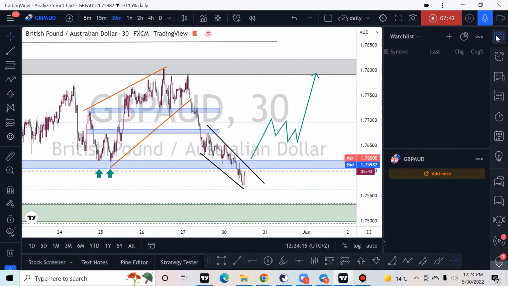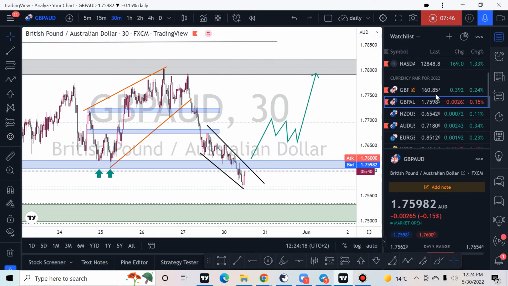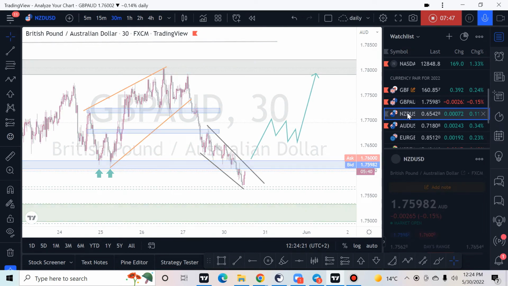Then let's look at another currency pair this week. Let me just go and give you all my analysis for the weekly.